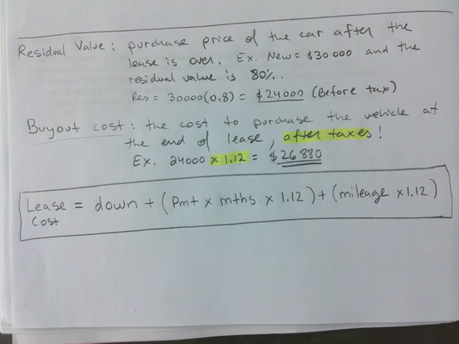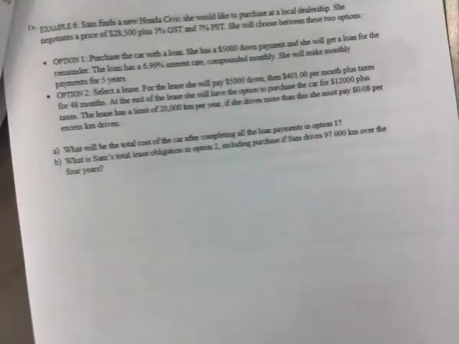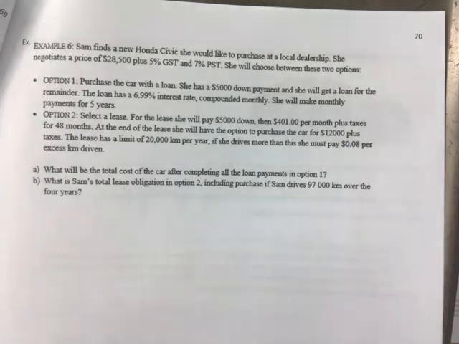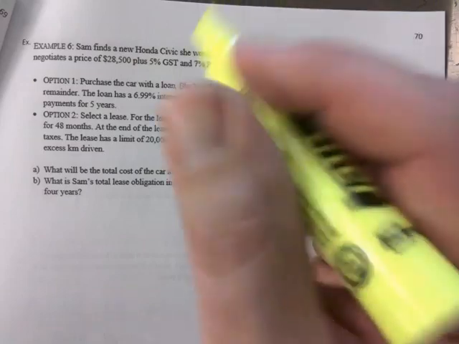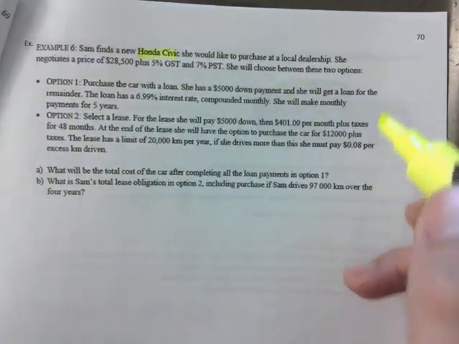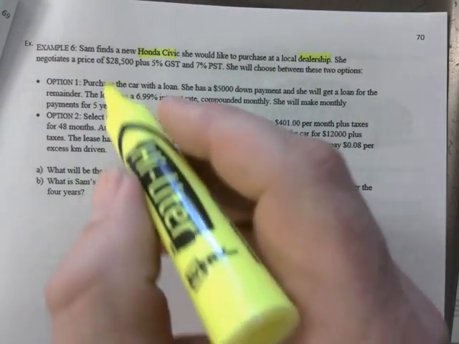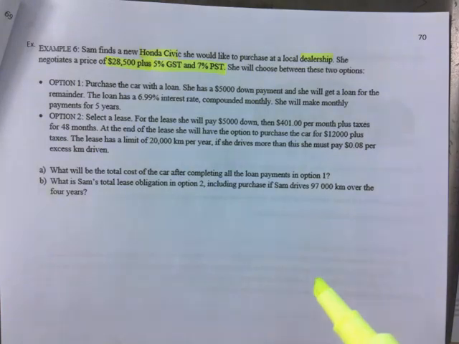All right, and now we're going to do an example here. And I'm going to warn you that the examples are fully loaded. Okay, so I'll try to break it down into pieces you can actually digest. Okay, so Sam is finding a new Honda Civic at a local dealership. Obviously, leasing is always done through a dealership. And there's a 28,500 plus GST and PST.